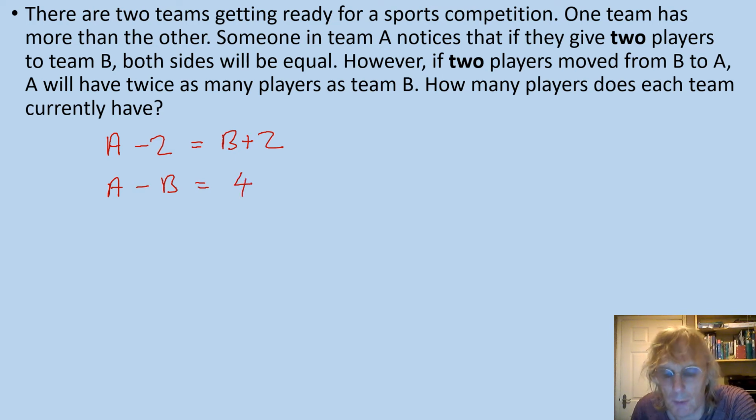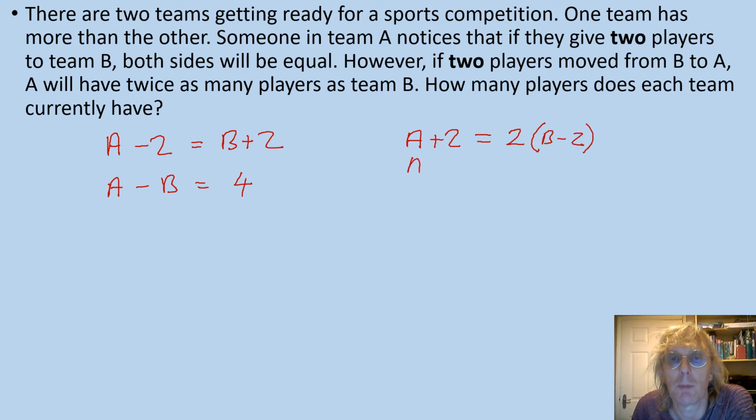Our second equation though is we've got to have A plus 2, because they're in it, and equals, it's going to be twice B minus 2. So multiply out the brackets, A plus 2 equals 2B minus 4.